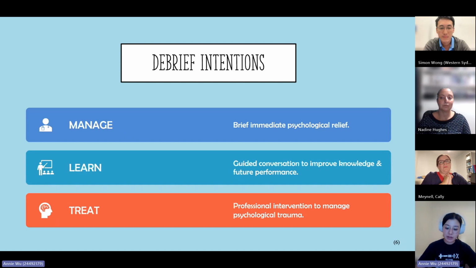So when we think of debriefing, we need to think about what purpose we're doing it for. So debriefing intentions, there's a couple of intentions I've listed over here: to manage, to learn, and to treat. I won't go over it too much, as Nadine later on will probably touch on it a little bit more. Often all of these actually go together. It's used in a variety of ways. I want you to think about these intentions during previous debriefing experiences that you've had yourself. What was it for, and what do you think it was intended to do?